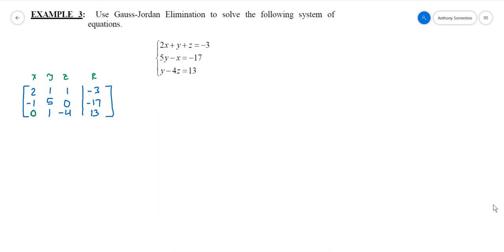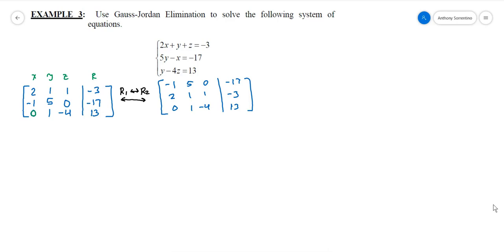I chose, because although it's a -1 right now, I do see a 1 involved in row 2, so I chose to swap row 1 and row 2. So I'm going to have -1, 5, 0 on my top row with the -17 following it, the 2, 1, 1, and -3. And of course, 0, 1, and -4 equaling 13 is unchanged. I almost have my 1 in that position.